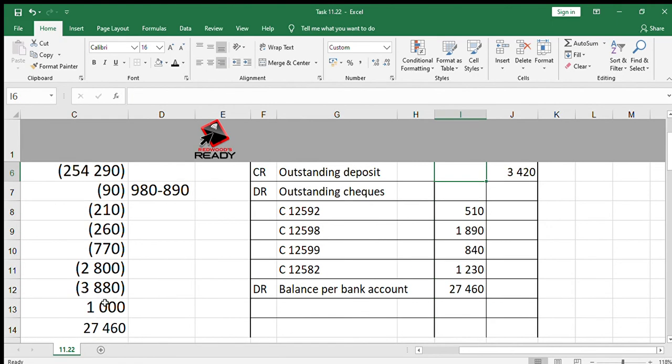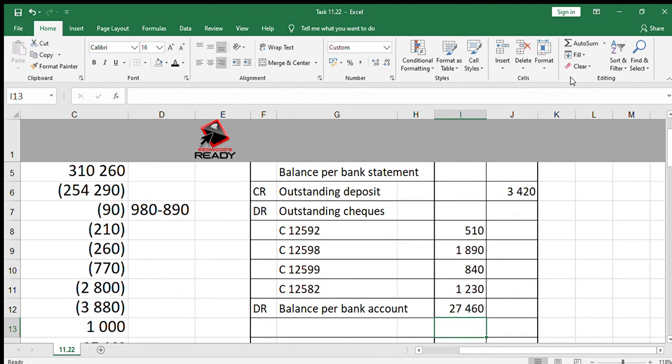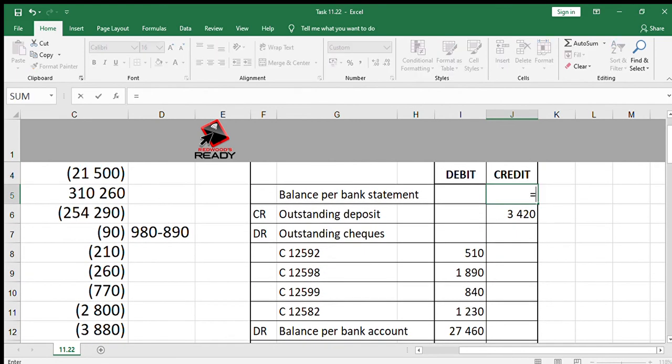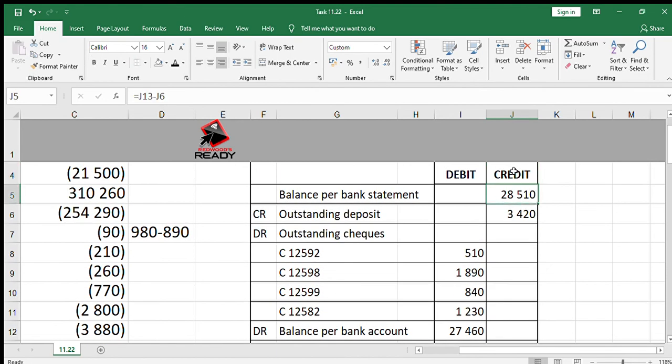In the debit column, we'll put the figure 27,460. Now, if you remember, the balance on the bank statement was not given to us in this question. So it's going to be the balancing figure in the bank record. If we look at the bank record, the debit side is definitely bigger. So we're going to put that answer in on both sides, 31930 on both sides. And you're just going to work out the difference. So 31930 minus 3420 is 28,510, and that appears in the credit column, so we say credit balance per bank statement.